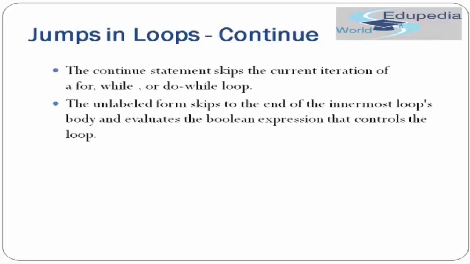Okay, the continue statement skips the current iteration of a for, while, or do-while loop. So it is going to skip the iteration. The unlabeled form skips to the end of the innermost loop body and evaluates the Boolean expression that controls the loop. Okay, I'm going to just explain to you in a simple line the difference between break and continue.